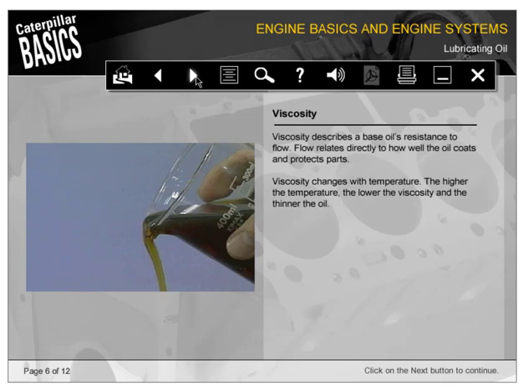Viscosity describes a base oil's resistance to flow. Flow relates directly to how well the oil coats and protects parts. Viscosity changes with temperature. The higher the temperature, the lower the viscosity, and the thinner the oil.